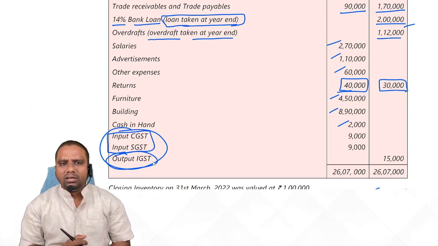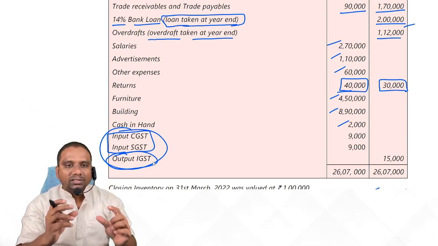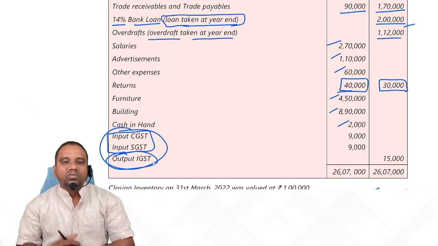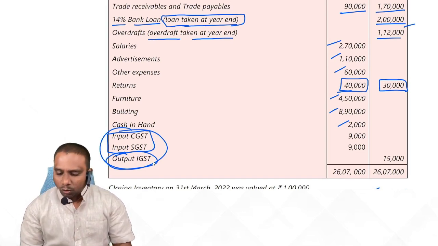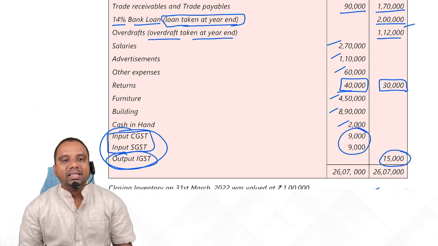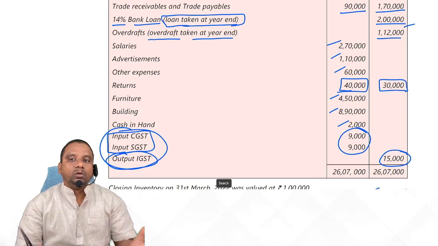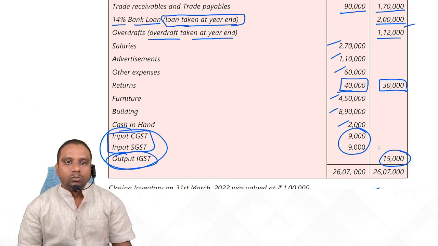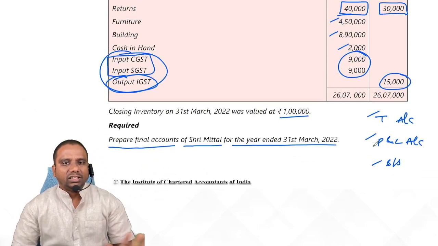But here we don't have that liability. So this input tax credit can be utilized for output IGST. Total IGST payable is 15,000 whereas we have input of 18,000. So we have excess input, and that we have to show in the balance sheet.